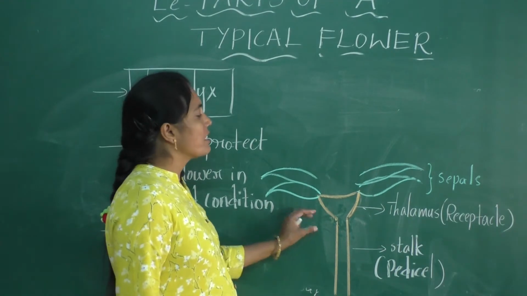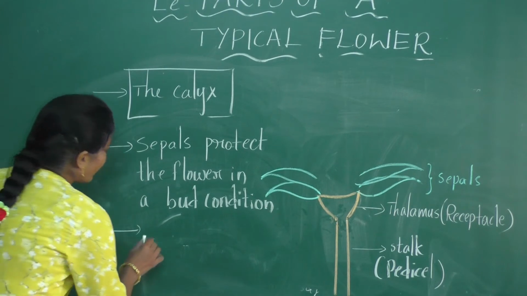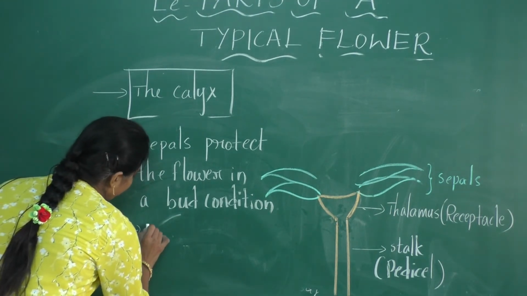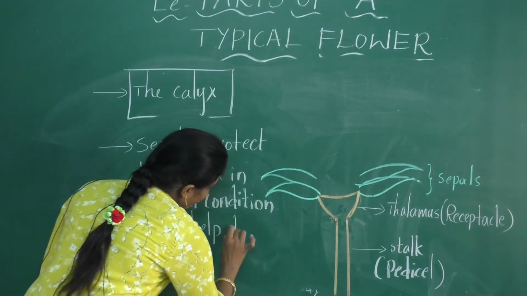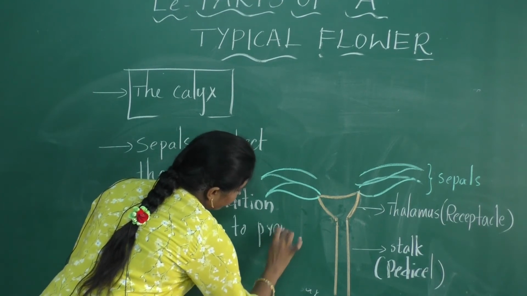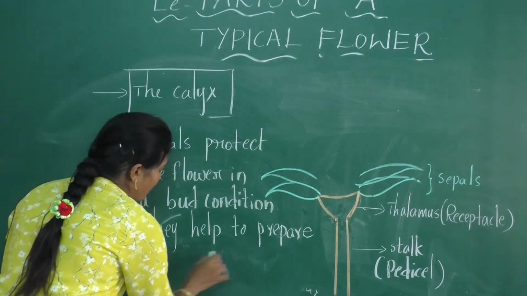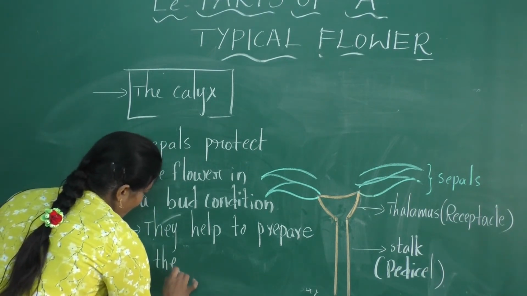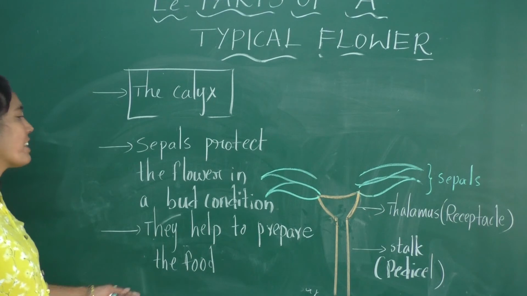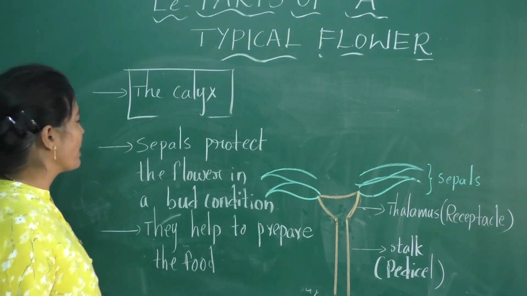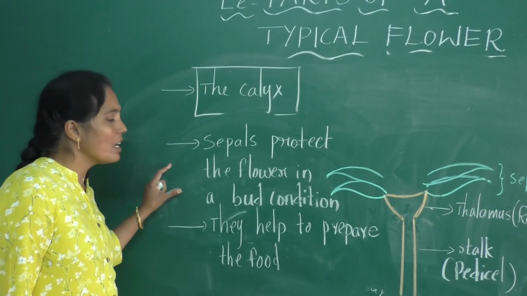Actually, we have discussed that the sepals will be green in color, no? Being green in color, in some flowers, they help in making the food. They help to prepare the food also. Why? Because they are green in color, no? That's why in some flowers they help to prepare the food. Sometimes they may attract the insects for pollination. These are the functions of the sepals, or these are the functions of the calyx.